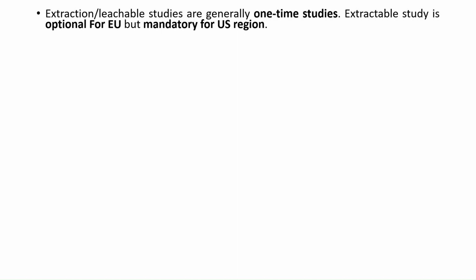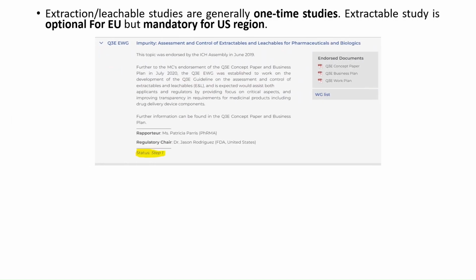Extractable studies are not harmonized yet. There is no ICH guideline for it, because there is one guideline which is in draft step 1, and the concept paper, business plan, and work plan are there on the website. If you go, you can find it.